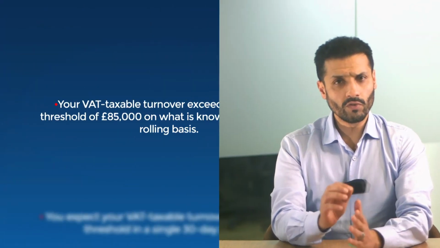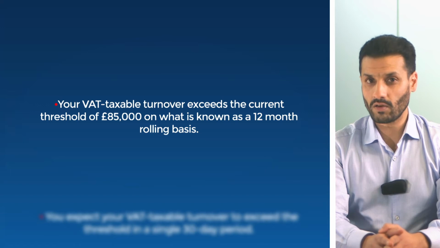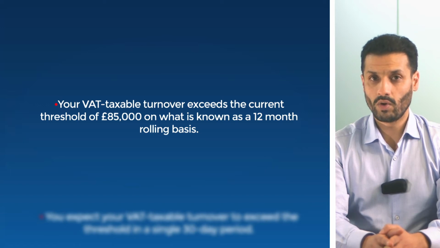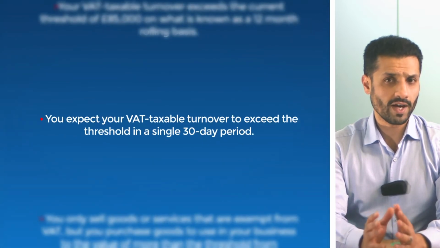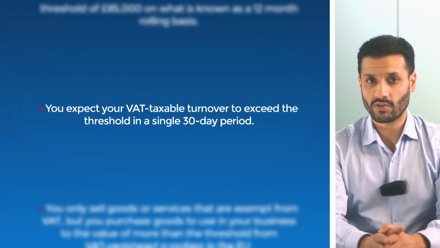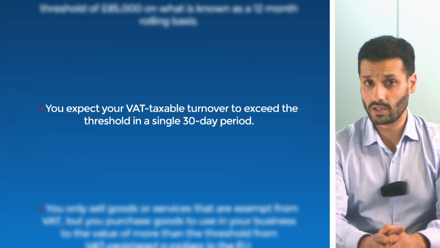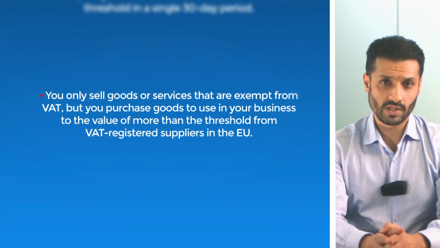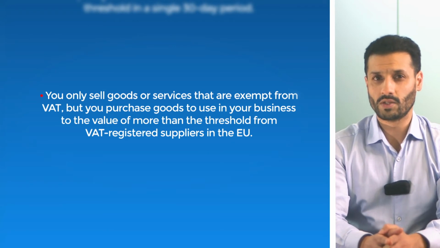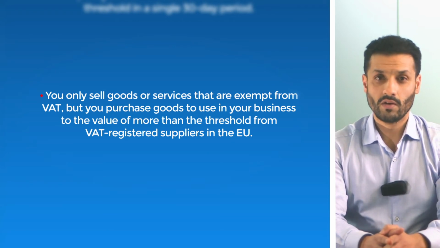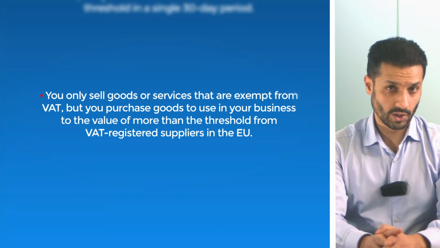Now, this is where it can get a little tricky. Legally, you must register for VAT when either of these criteria are reached. Your VAT taxable turnover exceeds the current threshold of £85,000 on what is known as a cumulative 12-month rolling basis. You expect your VAT taxable turnover to exceed the threshold in a single 30-day period. You only sell goods or services that are exempt from VAT, but you purchase goods to use in your business to the value of more than the threshold from VAT registered suppliers in the EU.